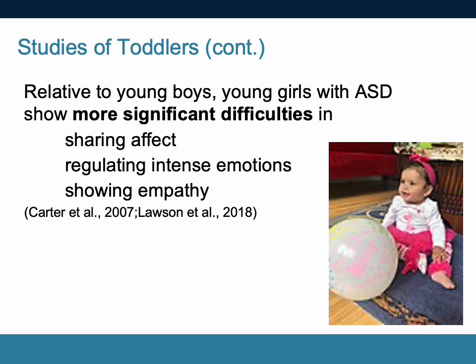Relative to young boys, other studies have shown that girls who turn out to have ASD show more difficulties in the emotion regulation domain, particularly in sharing different types of affect with caregivers, in regulating intense emotions, and in demonstrating empathy. So in my clinical work, just anecdotally, I've noted that many times girls in the elementary, middle, and high school years are really struggling with making sense of other people's emotions, of interpreting emotional information correctly, and regulating their strong responses to what's going on around them is often a challenge for parents and teachers.